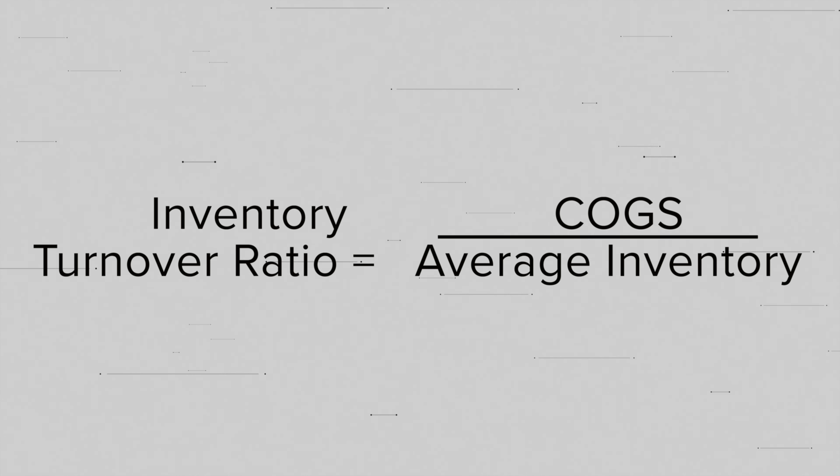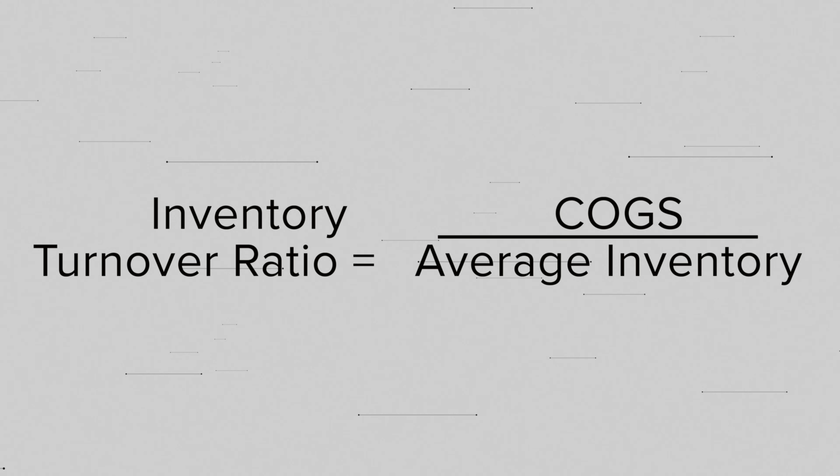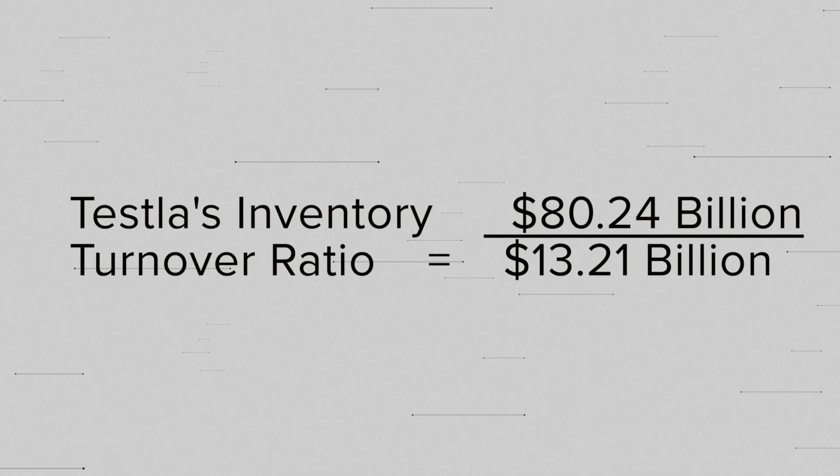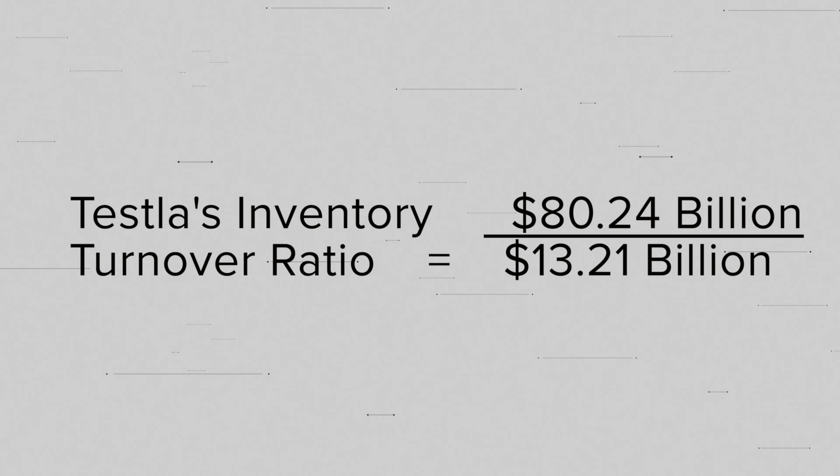Our first ratio will be inventory turnover, and this formula is cost of goods sold divided by average inventory. So if your ratio is a 2, that means you sold your entire inventory twice in the period, which is great. The higher the number, the faster you're moving stock, which is great for cash flow. If you have a low turnover, you're tying up money in products that just sit there. Tesla is a car manufacturer, notorious for slow moving inventory, especially in this environment.